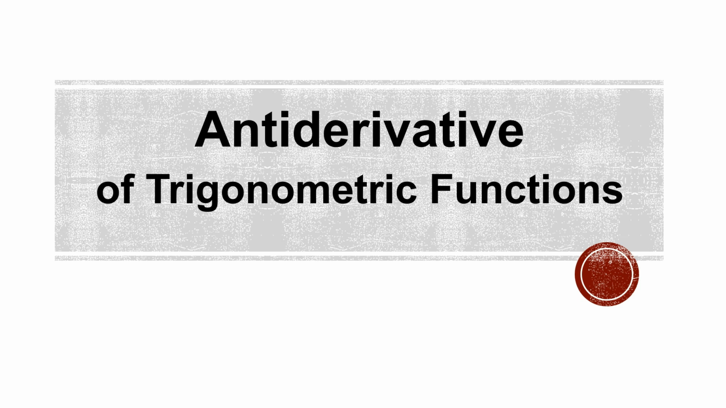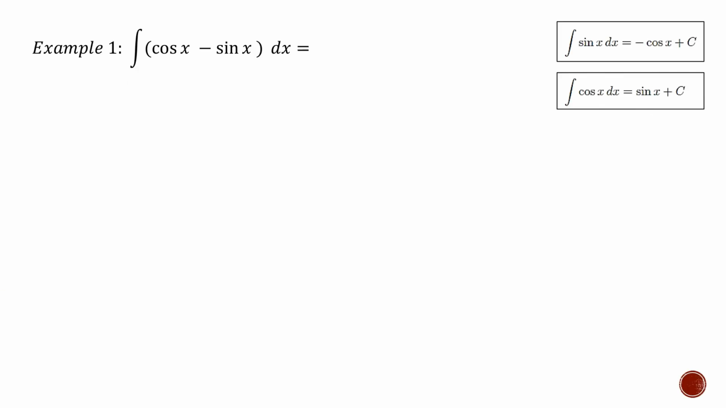To help you with that, you will see the antiderivative equivalents that we will use in every example that I will give you. So for number one, we have the integral of cosine x minus sine x dx. Those are the two that we will be using on the upper right side. So let's solve number one.